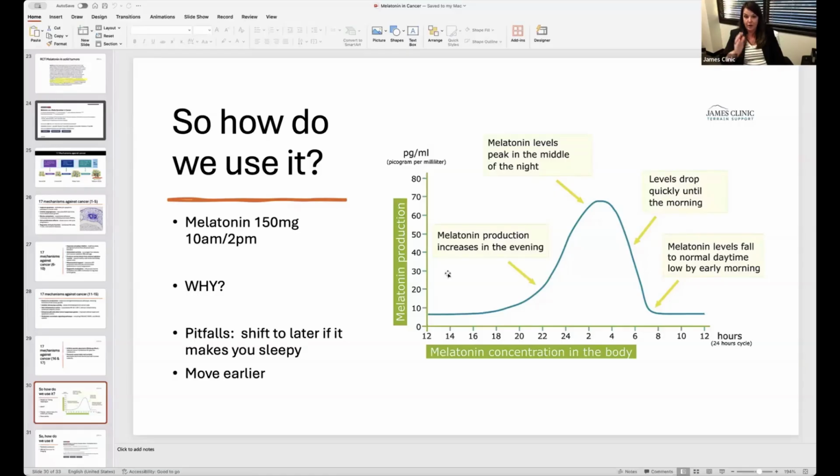So 150 milligrams, 10 a.m. and 2 p.m. Not everybody can tolerate that dose. So we now have a 20 milligram we can start with. There's a 60 milligram that's available. We can work our way up on that. We don't have to hit it all at once.